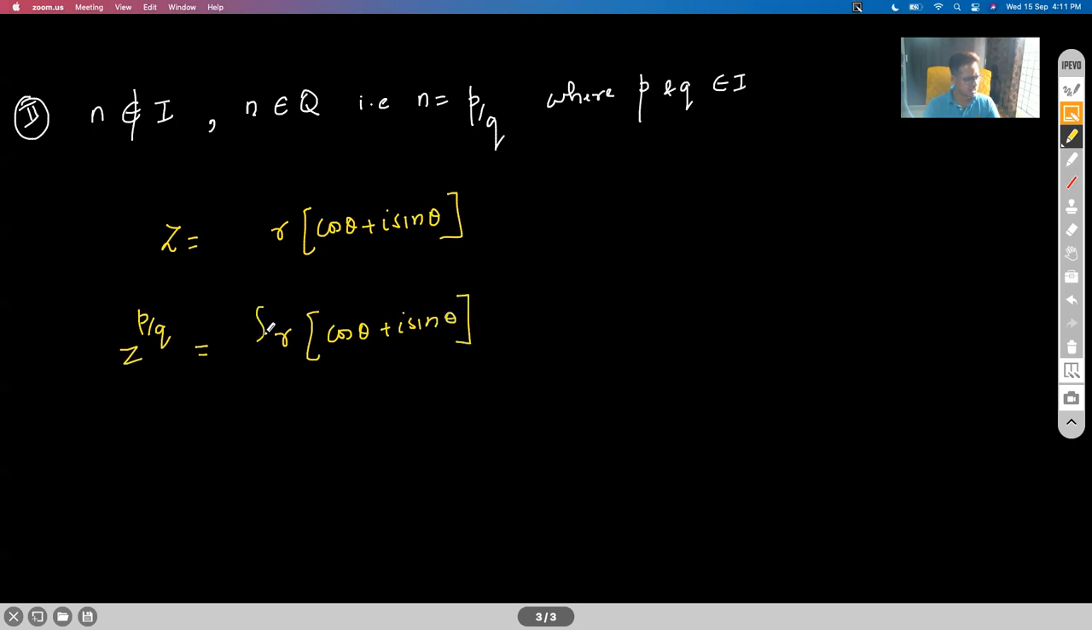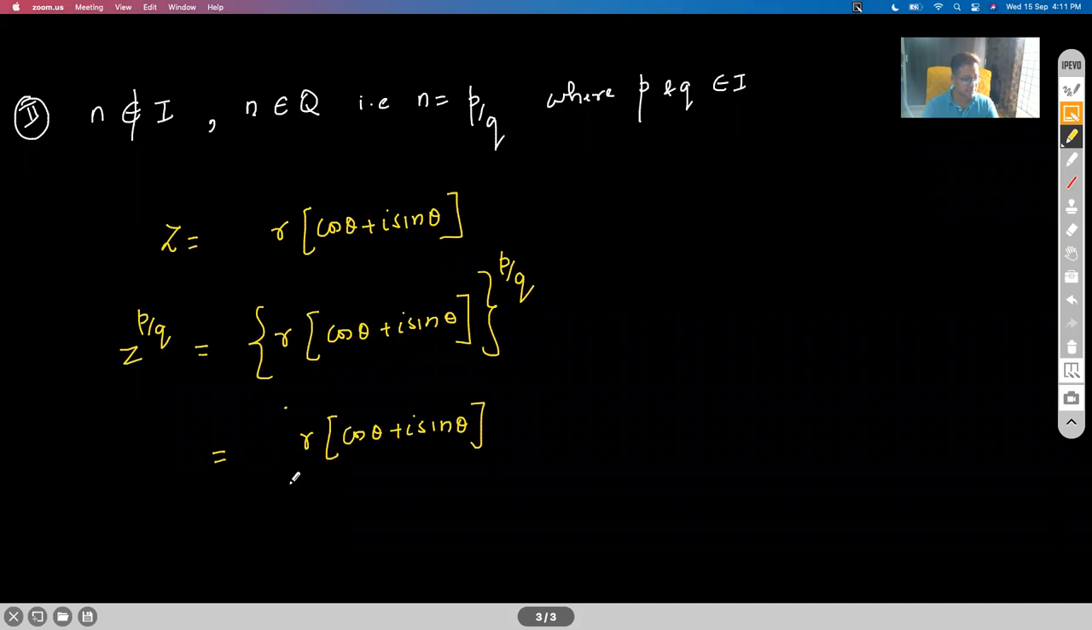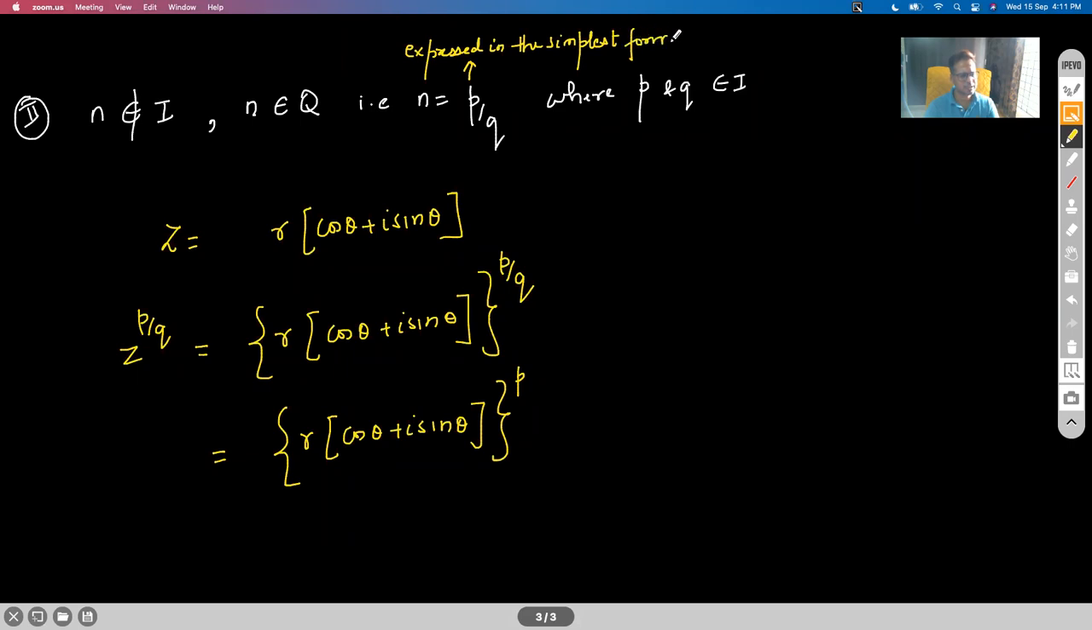Now let us try to understand this expression slightly more deeply. When you raise a number to the power of p by q, let's see this in phases. It is as good as first you're raising it to the power of p. And by the way, when I write this, p by q has been expressed in the simplest form. Simplest form means there is no further scope of canceling out anything.